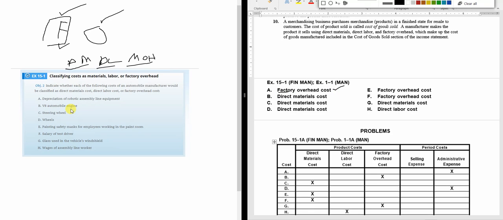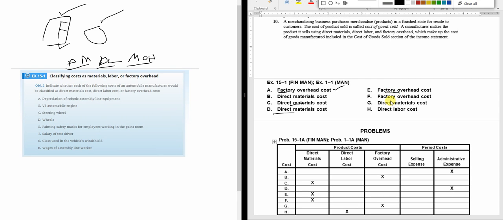Next one, a V8 automobile engine, that's direct material, goes directly into the product. C, steering wheel, obviously it's part of the product, you can touch it, so direct material. D, wheels, direct materials. Painting safety masks for employees working in the paint room, you don't see safety masks in a car, so it's factory overhead.